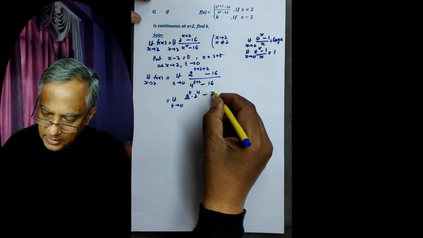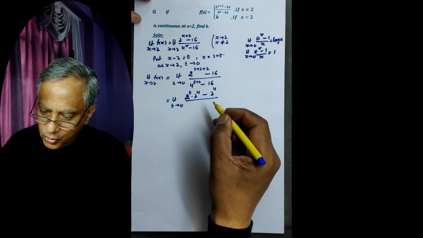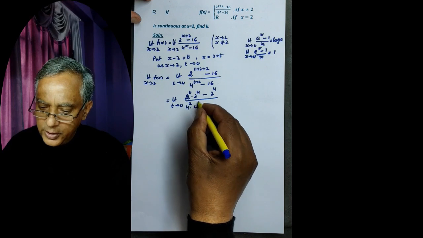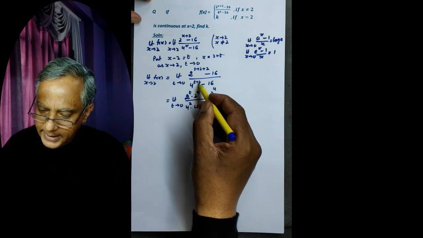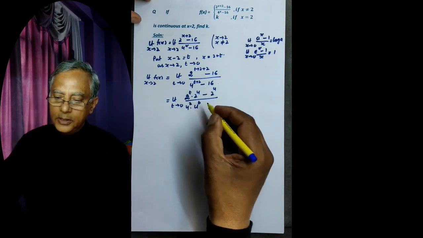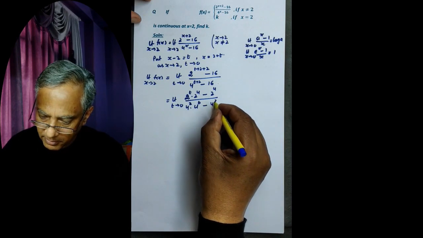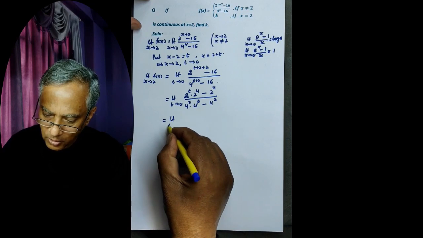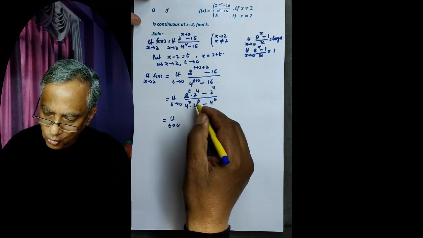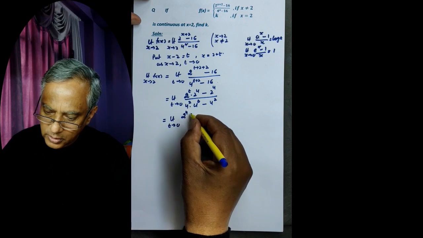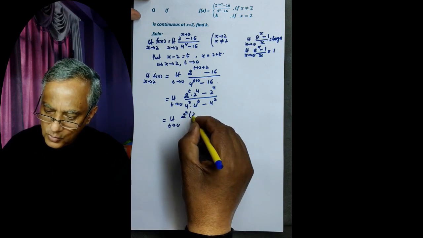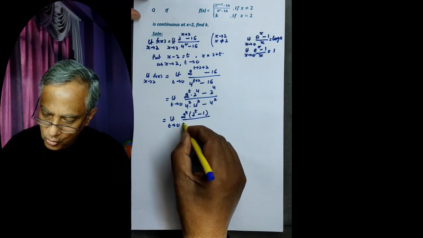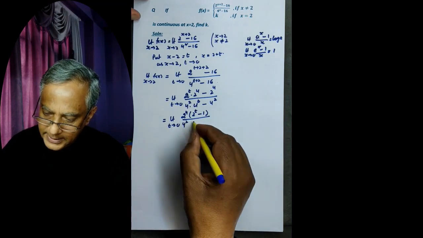And this is 4 to the power of 2 into 4 to the power of t. This can be written as 4 to the power of 2 into 4 to the power of t minus, this is again 4 to the power of 2. So this can be simplified into limit t approaches 0. Now 2 to the power of 4 is common. We are left with (2 to the power of t minus 1) whole divided by 4 to the power of 2 into (4 to the power of t minus 1).